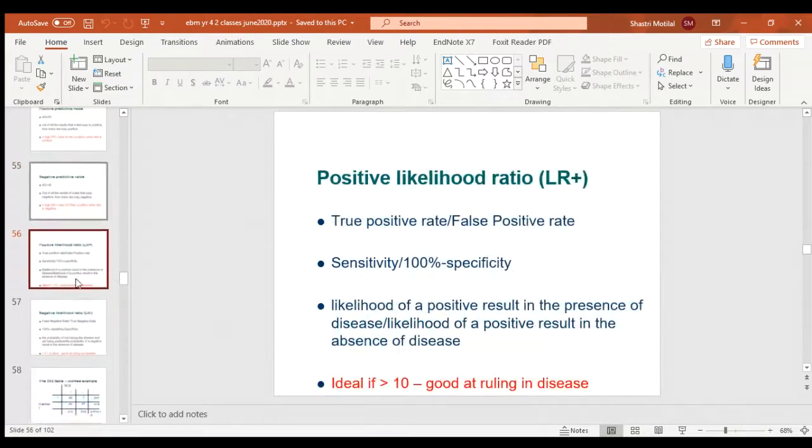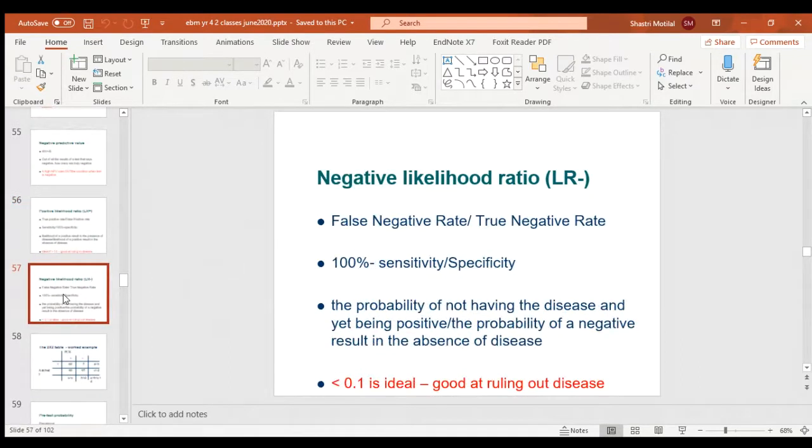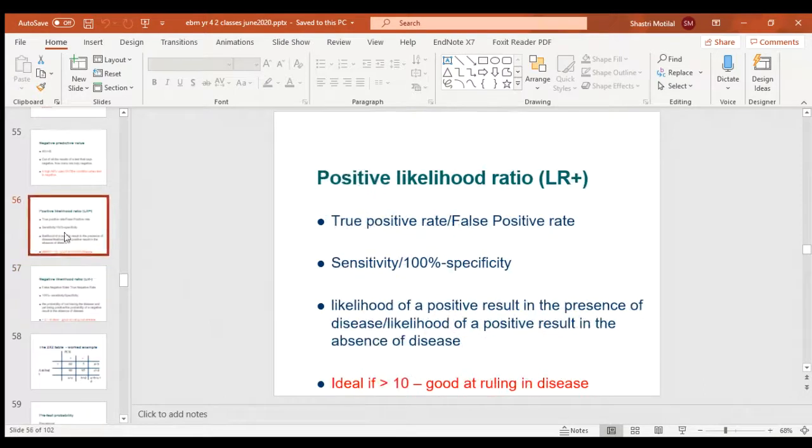We could work out something called a positive likelihood ratio, and we could work out something called a negative likelihood ratio. So what are these ratios about? As we see, it's a ratio. A ratio is what? A ratio is something divided by something else. Yesterday we saw ratios. We saw relative risk as a ratio. We spoke about odds ratios, hazard ratios. This is a ratio as well, and it's a ratio of two things. It's a ratio of what?